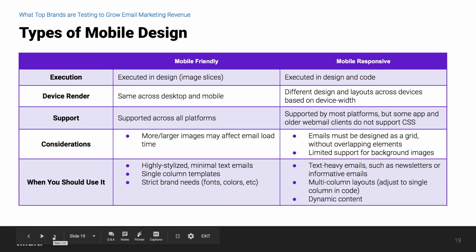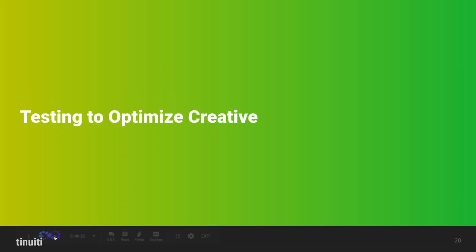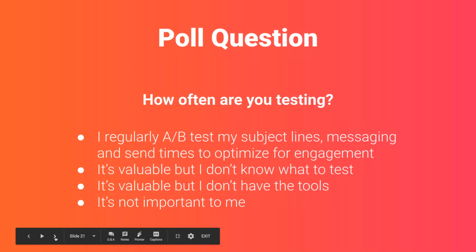Also, if you're a brand that's very, very strict about what fonts you can use, you'll want to default to mobile friendly because mobile responsive will use some of those web safe fonts, email safe fonts that might not necessarily align with your brand. However, Google Fonts is helping us to mitigate that moving forward. So I think we'll see a lot of really great changes there. So just looking at testing to optimize our creative, now that we have these fundamentals in place, how do we level up to an even more sophisticated creative?